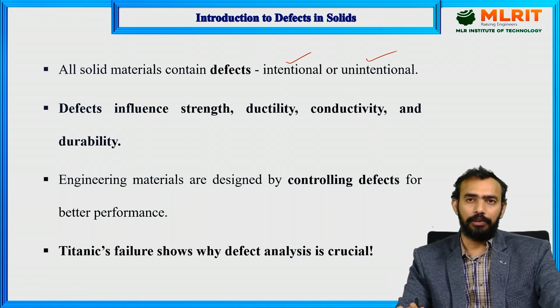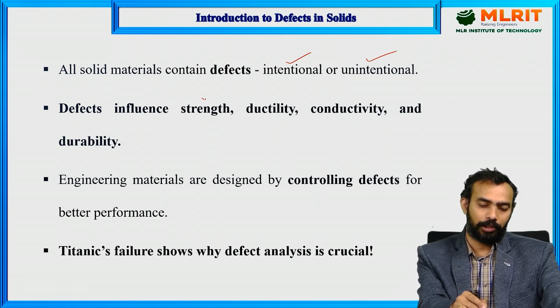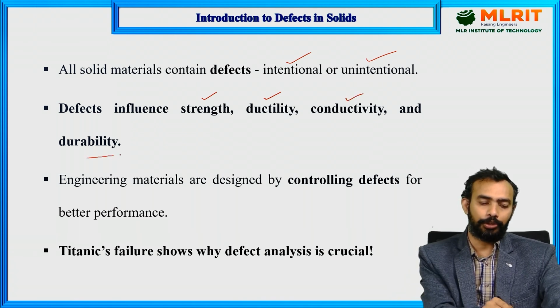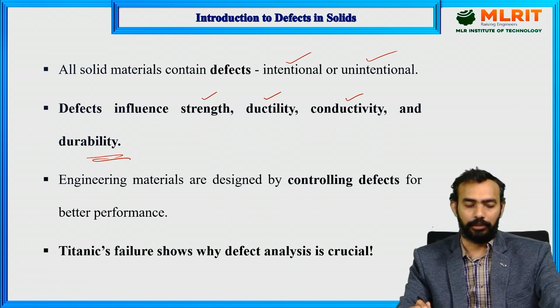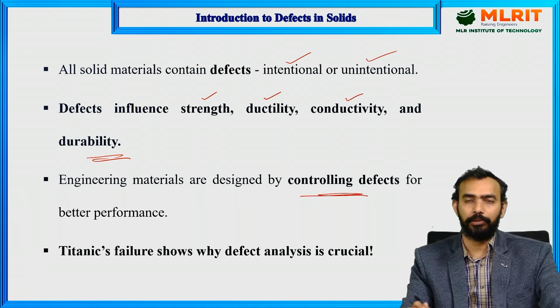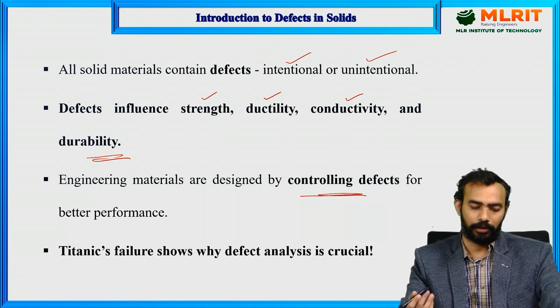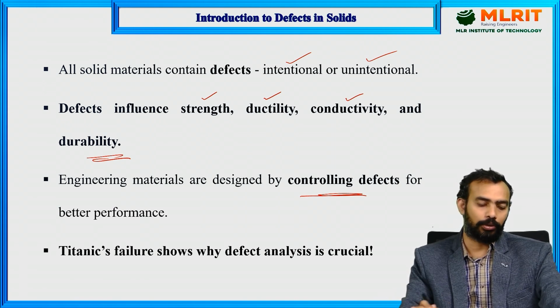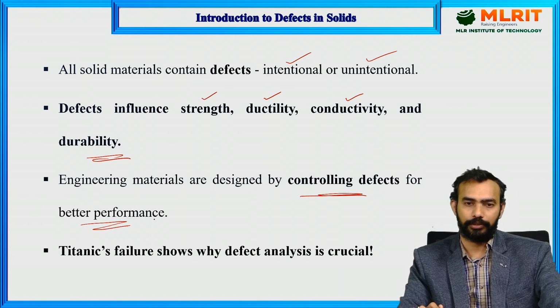These defects influence the strength properties. They can influence the strength and behavior, whether it is ductile or brittle, as well as the conductivity, the durability, and the lifetime of the material. So defects play a significant role in the properties of the material. Engineering materials are designed by controlling these defects. Whatever engineering materials we are witnessing these days, these defects are being well controlled to deliver better performance, right?